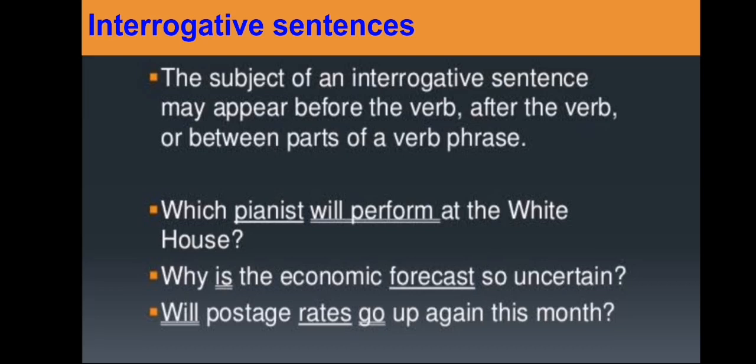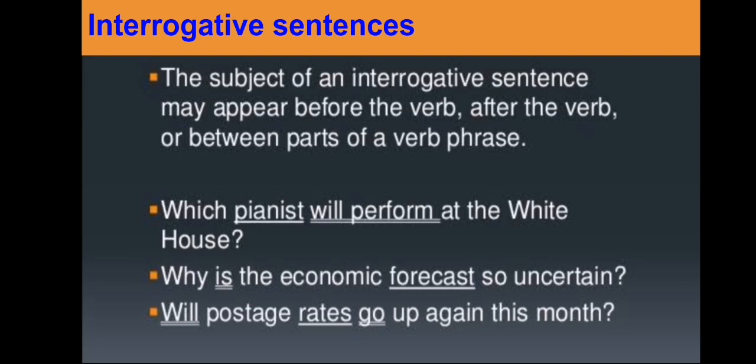In the second sentence, why is the economic forecast so uncertain? Now here, forecast is the subject and is is the verb. Now here, is is coming at the beginning and the subject is coming after the verb. Will postage rates go up again this month? Now in this sentence, will go is a verb phrase and the subject rates is coming in between will and go.